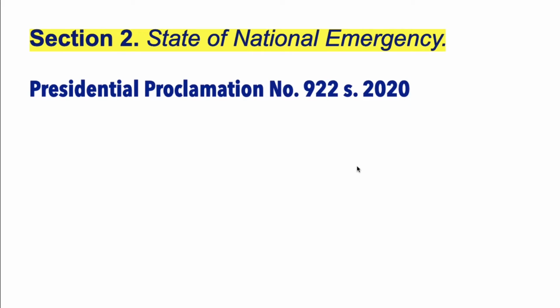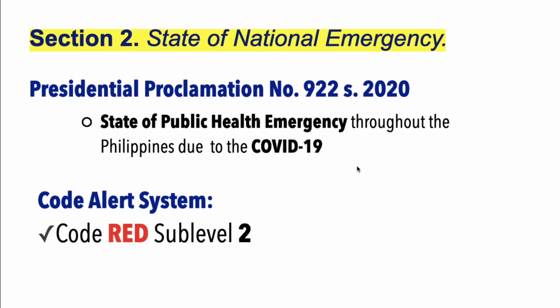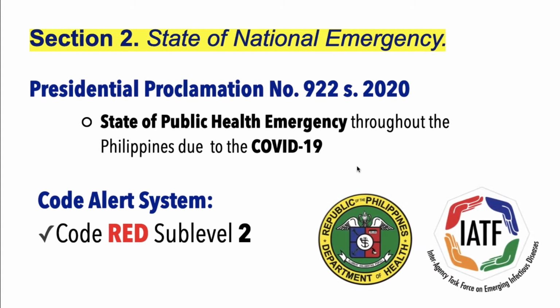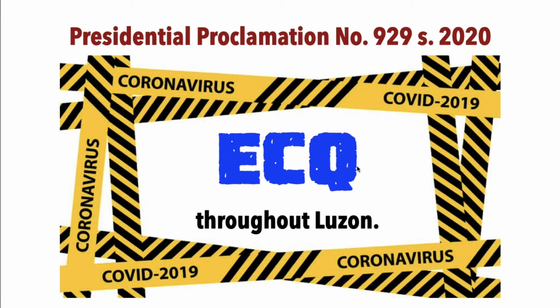Section 2, State of National Emergency. So the Presidential Proclamation number 922 series of 2020 was issued declaring a state of public health emergency throughout the Philippines due to COVID-19, and also the code alert system for COVID-19 was raised to code red sub-level 2, and this is in accordance with the recommendations of the Department of Health and IATF. And furthermore, the Presidential Proclamation number 929 series of 2020 was also issued declaring a state of calamity throughout the Philippines and imposed an enhanced community quarantine throughout Luzon.